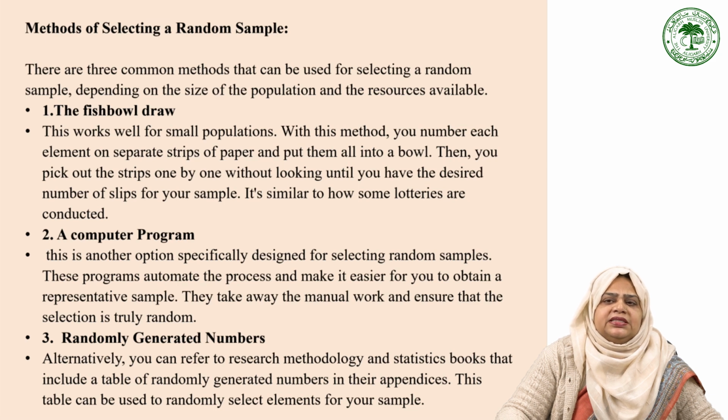So, by utilizing these three methods, you can ensure that your sample is truly random and representative of the larger population. It's important to remember that the goal of selecting a random sample is to minimize bias and to obtain accurate results. So, whether you choose fishbowl draw, a computer program, or a table of randomly generated numbers, the key is to prioritize randomness in your sampling process.